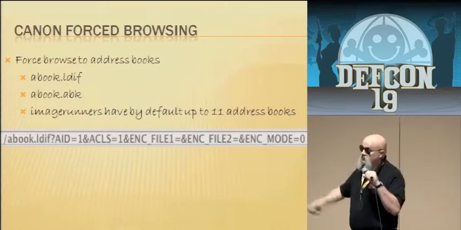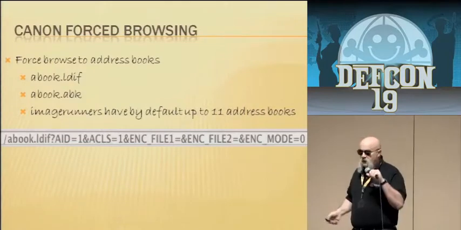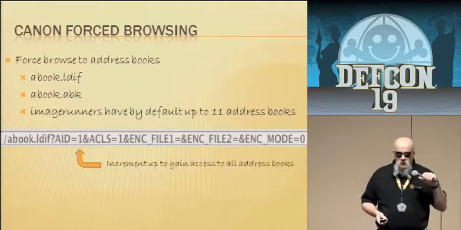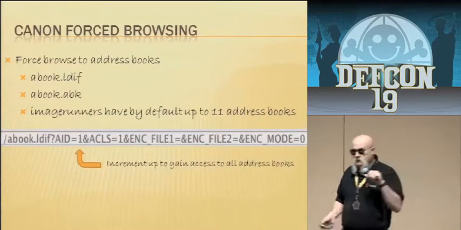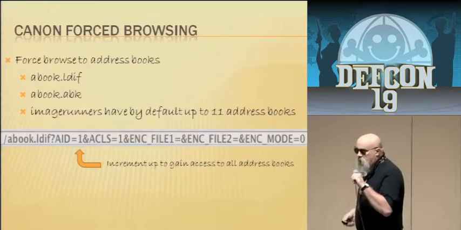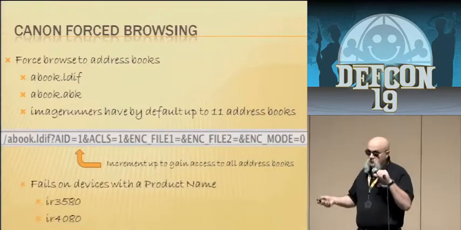And then enter this in, and it'll give you the first address book. If you increment the AID up 1 through 11, you can get each and every one of the address books. The data that typically comes off the address books is in plain text.